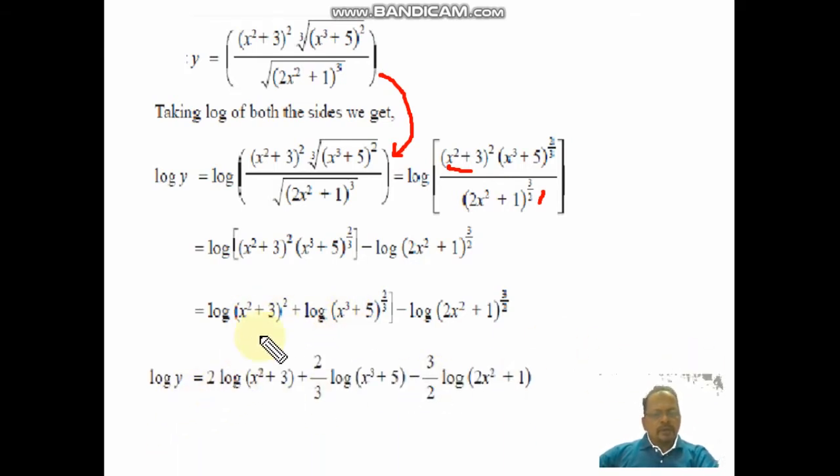Next one, using the rules of logarithm, I am separating them. Log x upon y is log x minus log y. Next step, log of product is addition of logarithms. Next rule I am going to apply, taking this power over here. So this becomes 2 times log of x square plus 3. Take this 2 by 3 here. 2 by 3 log x cube plus 5 minus, take this power here, 3 by 2 log x square plus 1.